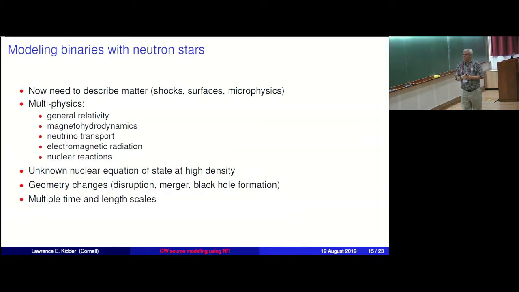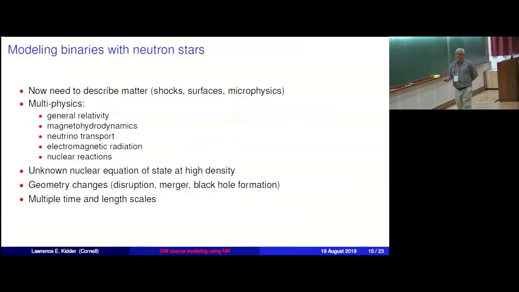In order to describe matter, you need multi-physics. You need to describe general relativity, magnetohydrodynamics. Magnetic fields can be a very important post-merger. Neutrino transport, because that carries away energy. You'll have electromagnetic radiation counterparts, which we'll hear a lot more about later in the week. And nuclear reactions are very important in these for predicting what the electromagnetic signals are.